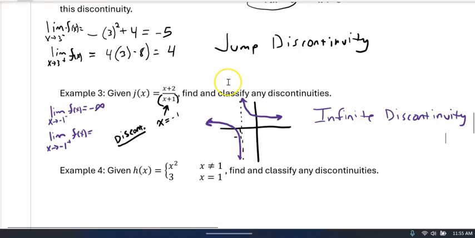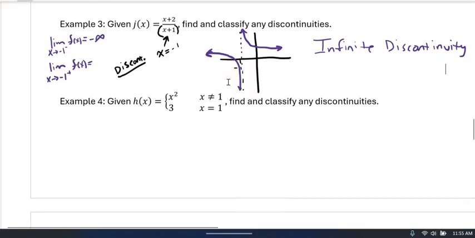All right. Number 4, we have a piecewise function given: h of x is x squared when x is not 1, and 3 when x is 1. Find and classify any discontinuities. So we know at x is 1, the value is 3. Let me write that down. h of 1 is 3, but when it's not 1, it's going to behave like x squared.